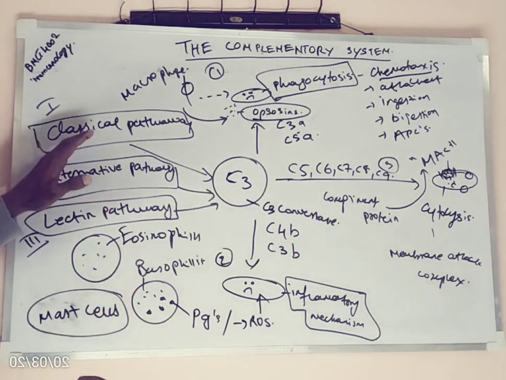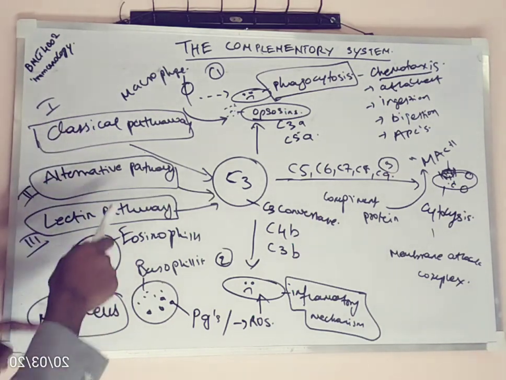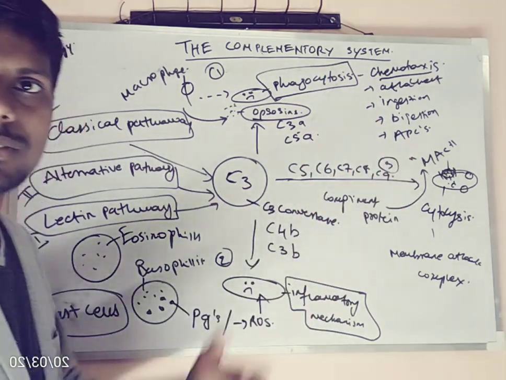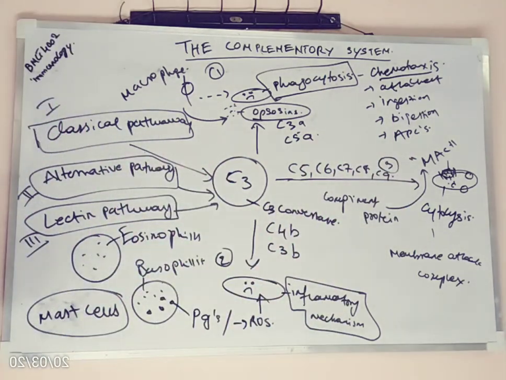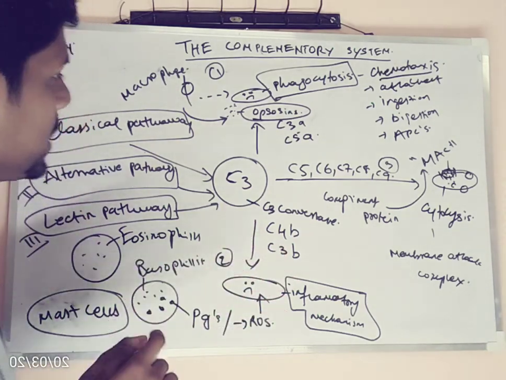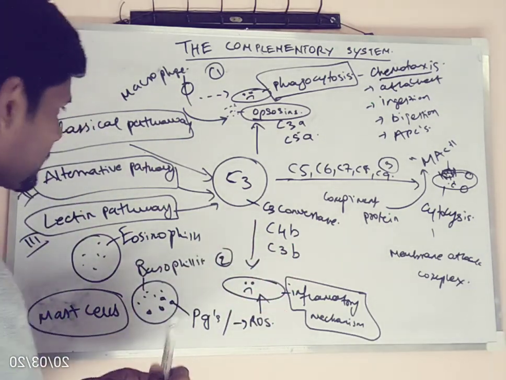So what are the 3 pathways? Classical pathway, alternative pathway and lectin pathway. All these 3 pathways will kill the pathogen. So this is the overview of the complement system. See the importance of the complement system here. Let me say one more thing.